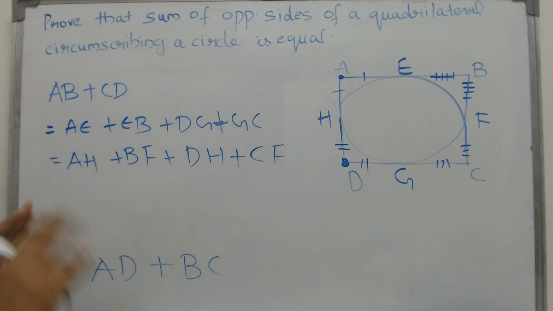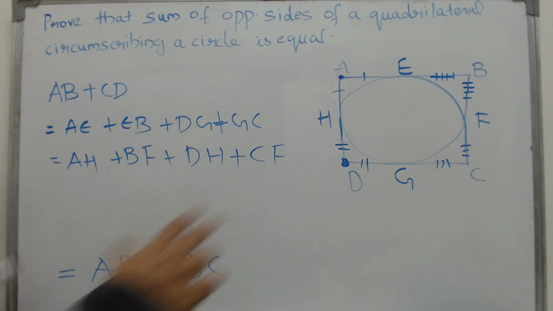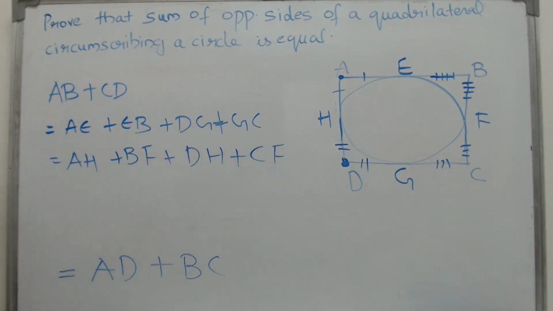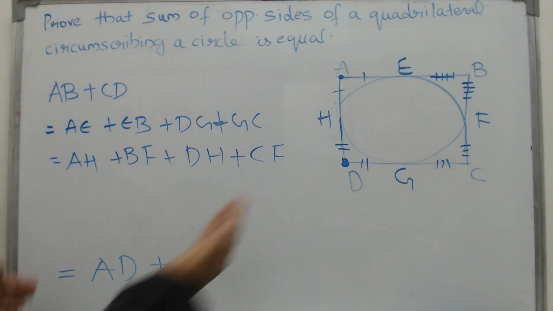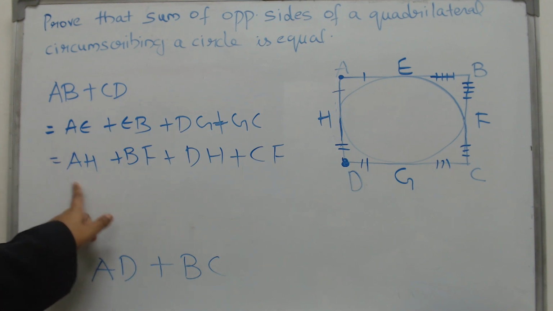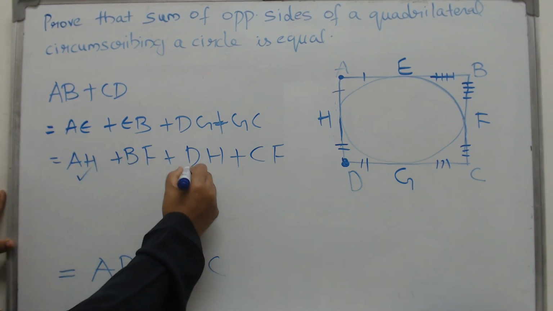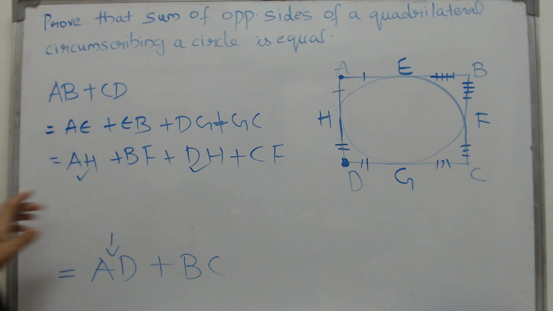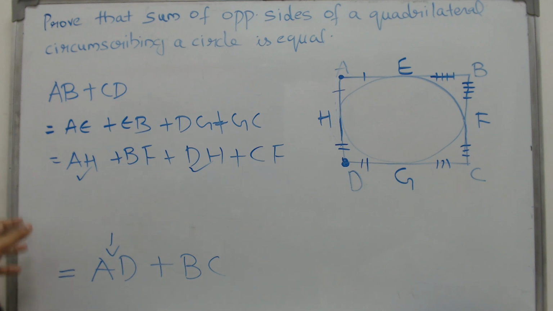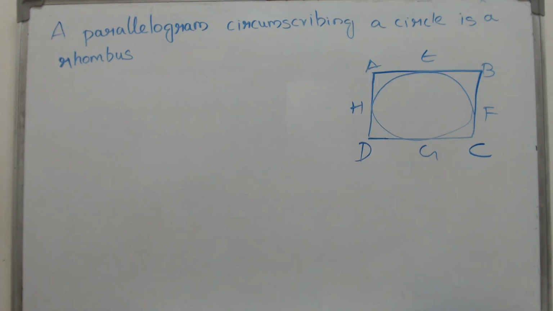We are manipulating our statements so that we get AD and BC. We are replacing AB and CD bit by bit, so that instead of those 2 sides, we end up with AD and BC. Are we there? Yes, we are. See, AH and DH together will give you AD, BF and CF will give you BC. Now this is our first question. Now the second question will look different, but it is based on the same logic.